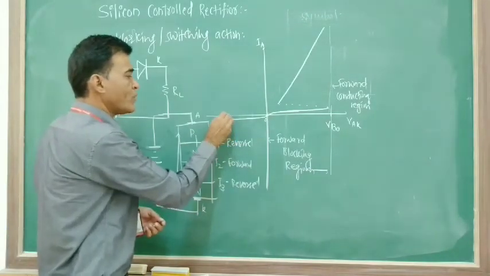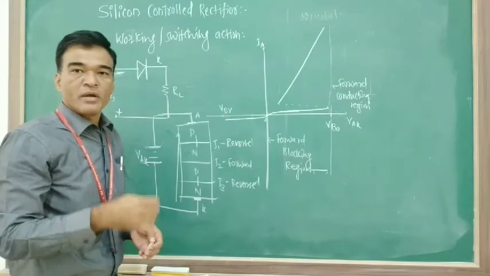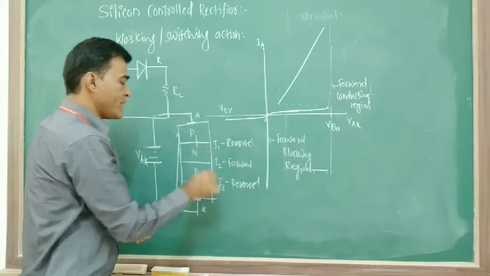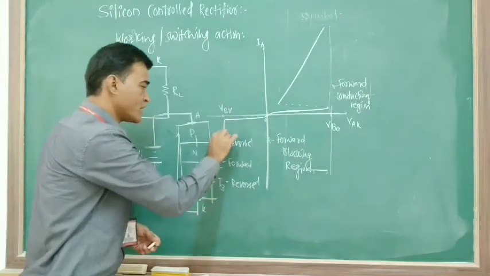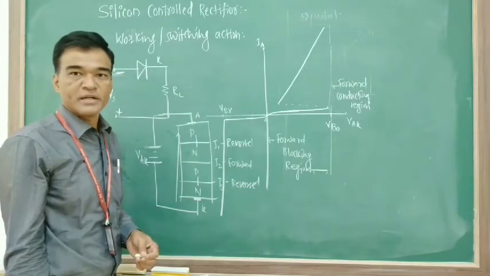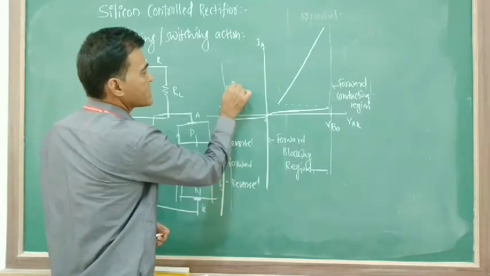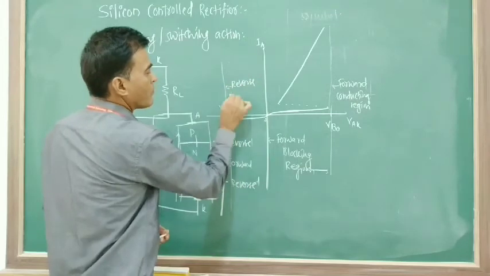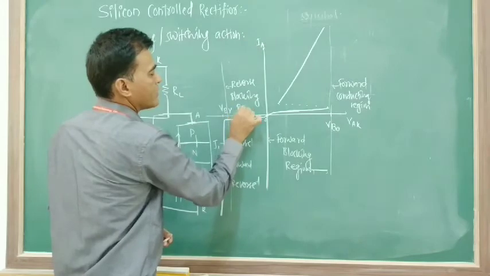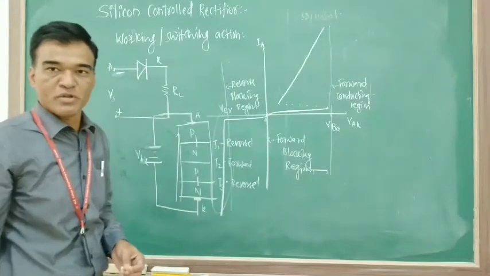Once I apply a voltage greater than VBR, which is known as the breakdown voltage of a thyristor, that is the SCR, the junctions J1 and J3 are broken and a very large current starts flowing through the thyristor in the reverse direction. This region from 0 to VBR is known as the reverse blocking state, the reverse blocking region, and this is a forbidden region.